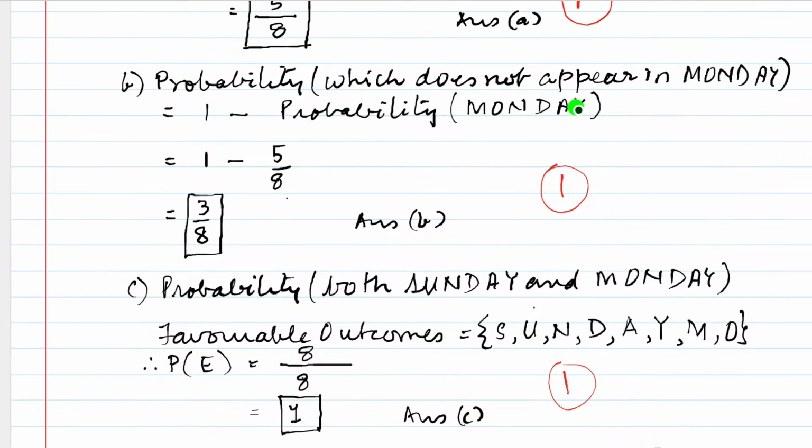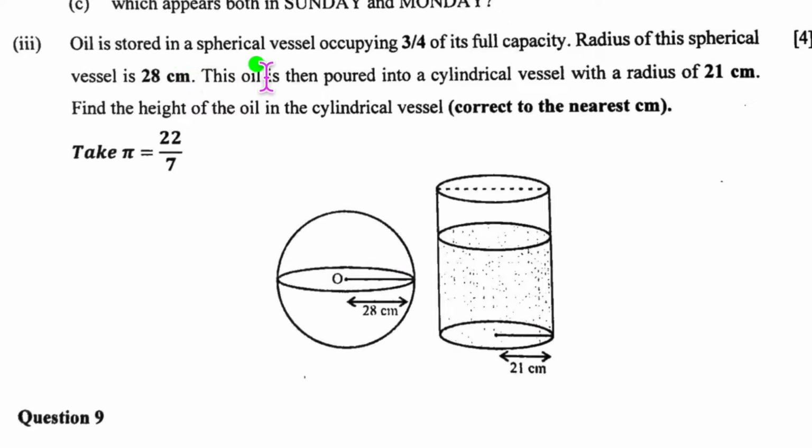Let us look at part 3. Oil is stored in a spherical vessel occupying 3/4 of its full capacity. Radius of this spherical vessel is 28 centimeter. This oil is then poured into cylindrical vessel with radius 21 centimeter. Find the height of the oil in the cylindrical vessel. Correct to the nearest centimeter. Take pi equal to 22 upon 7. So we have the spherical vessel in which oil is 3/4 of its capacity.